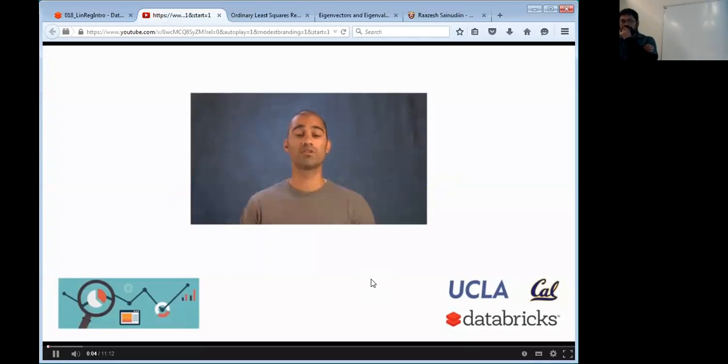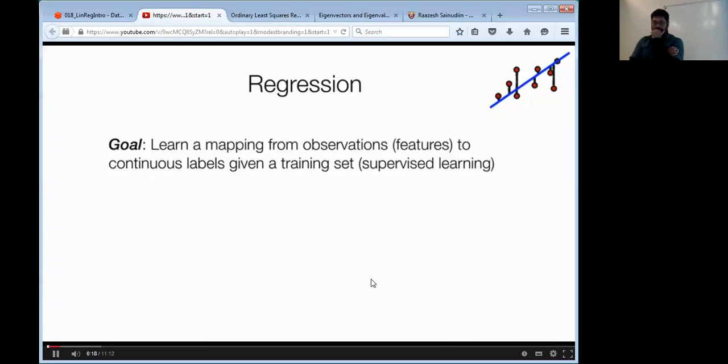In this segment, we'll talk about linear regression. We'll discuss its assumptions, formulation, and closed form solution. We'll also discuss a related model called ridge regression. Regression is a supervised learning problem.